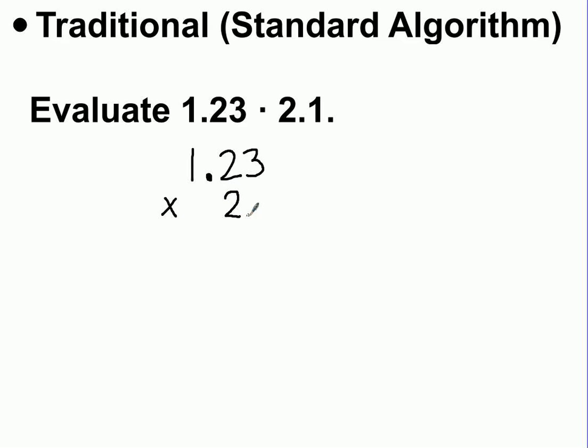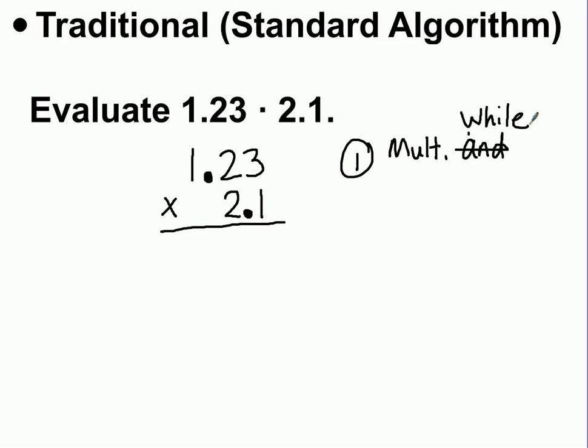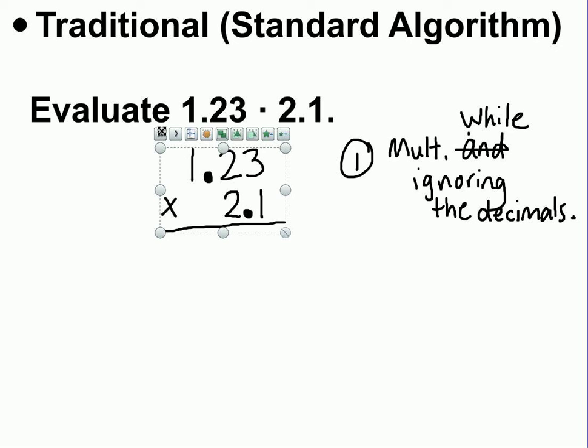Now, if you notice the decimal points, I did not line them up in a straight line. In multiplication, we don't need to line them up in a straight line. All right? Now, step one to doing this is you're going to multiply while ignoring the decimals. That means later on we'll look at the decimal points.